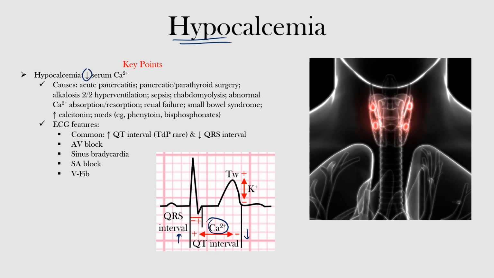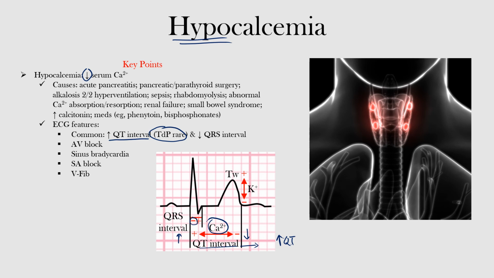Because of that, we are going towards the negative. And going towards the negative, notice that our QT interval will increase. So we see an increase in our QT interval, as we noted here. We said torsades is rare, remember that. And then we can also see a decrease in the QRS interval, going towards this negative portion.